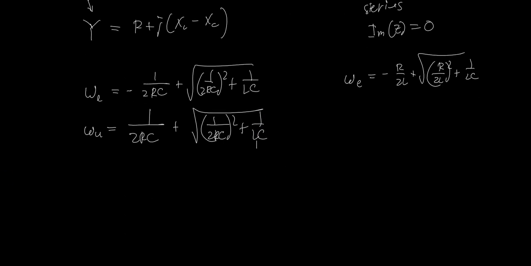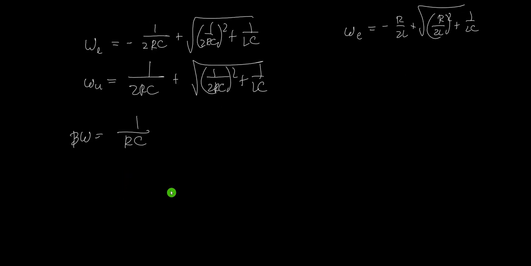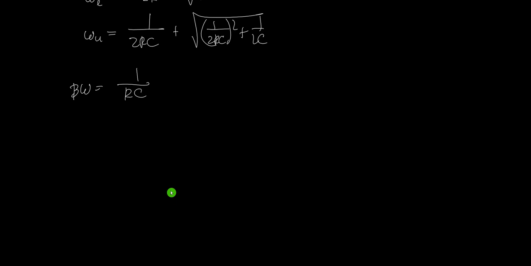So if you want to solve for the bandwidth, you subtract the two, so that's just equal to 1 over RC. So if you want to include again the resonant frequency, you multiply by the frequency so that we can solve for the quality factor. And what will be the quality factor for this one? We can derive it from here.